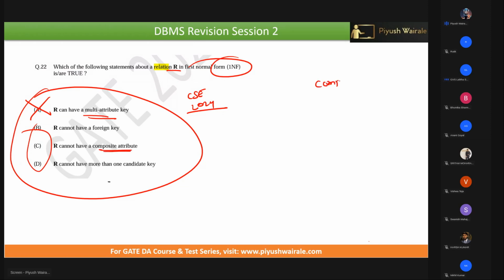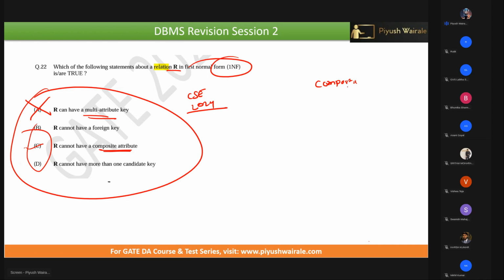Composite attribute, right? Does it mean multiple attribute? Name, for example, is a composite attribute that will have first name, last name, middle name. So three different tables will be there, right? That is what a composite attribute is. So it can have composite attribute. This is what I'm saying.